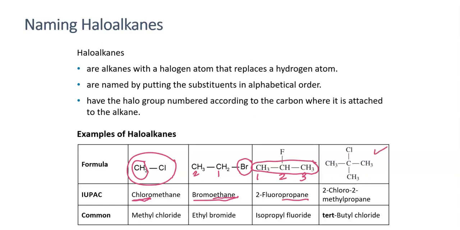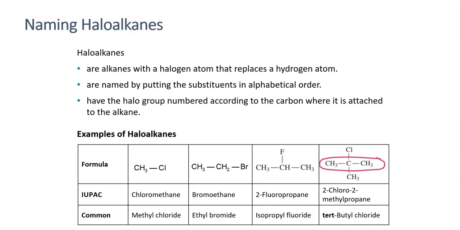In this case, what is the main chain? We can locate the main chain like this, or there's another way that you can do this, or like this. Either way is fine. However, one of the methyl groups is a substituent in this case, in addition to the chloro group. So chloro is one substituent and methyl is another substituent. So there are two substituents.